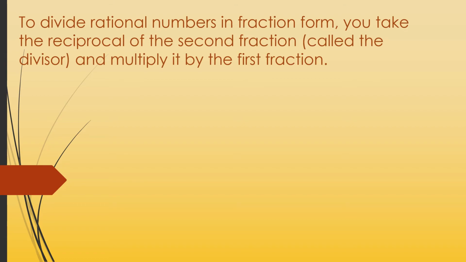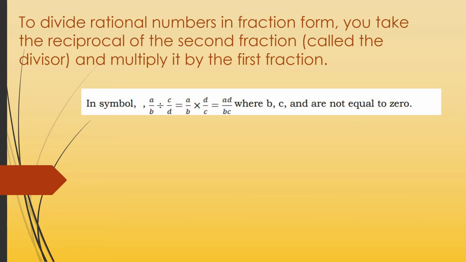To divide rational numbers in fraction form, you take the reciprocal of the second fraction, called the divisor, and multiply it by the first fraction. So you are going to get the inverse of the second fraction, or the opposite. In symbols, that is a over b divided by c over d. What will happen if you get the reciprocal of the second fraction and then proceed to multiplication? That is a over b times d over c. That is equal to ad, or a times d, over bc, or b times c, where b, c are not equal to 0.